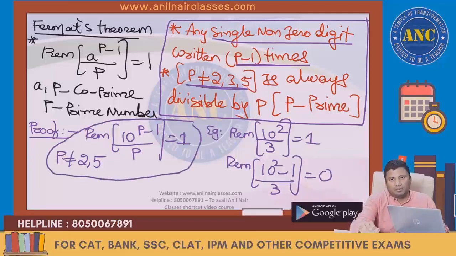10 power p minus 1, when divided by p, the remainder is 1, when p is not equivalent to 2, 5. Why can p not be 2 or 5? Because a and p should be co-prime to each other. So 10 and 2 are not co-prime to each other. 10 and 5 are not co-prime to each other.